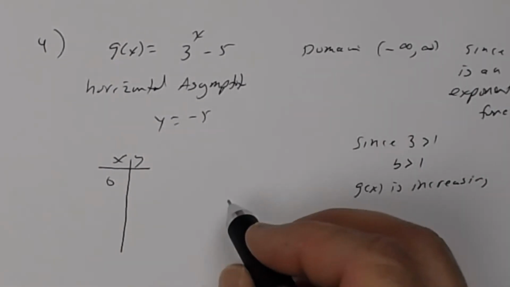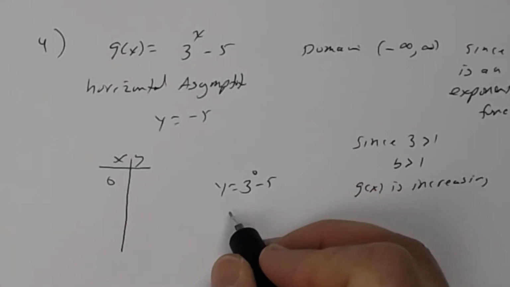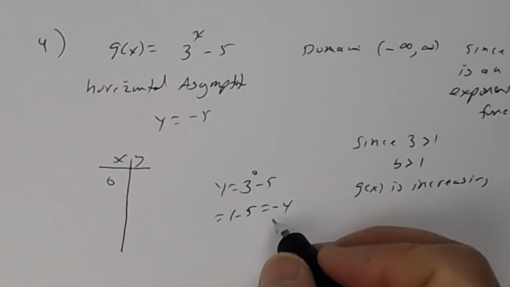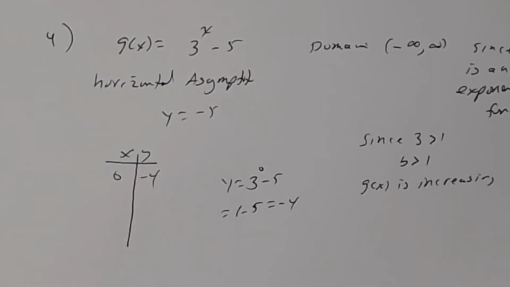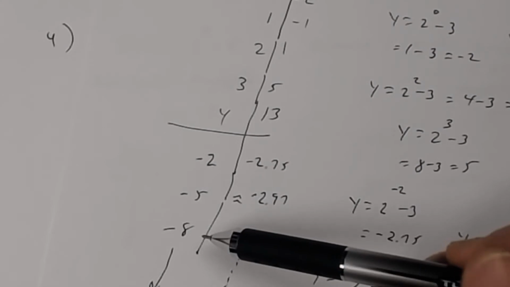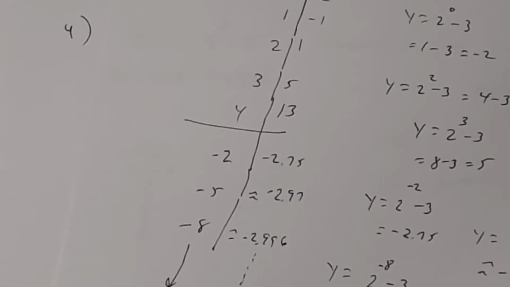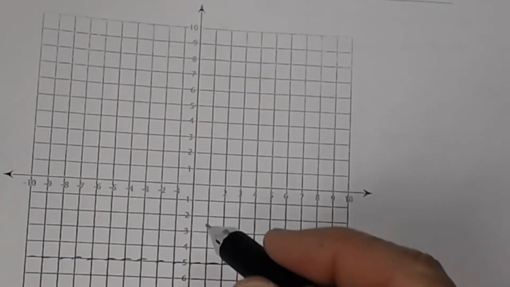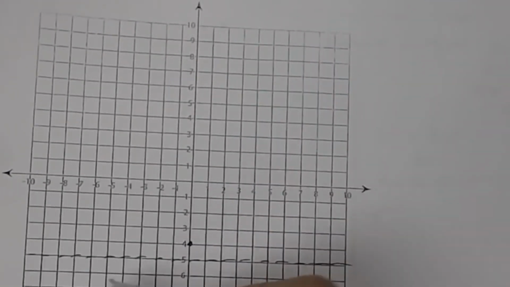y-intercept. So if x is 0, I get y equals 3 to the 0 minus 5. 3 to 0 is 1. 1 minus 5 is a negative 4. So I'm going to plot the point 0, negative 4. Now notice I'm not going to do all these points like I did earlier. You now know how to just plot a few points, and you know what the shape of the graph looks like, and you go from there. So 0, negative 4 is right here. I know it's increasing, so I know it's got to do this.